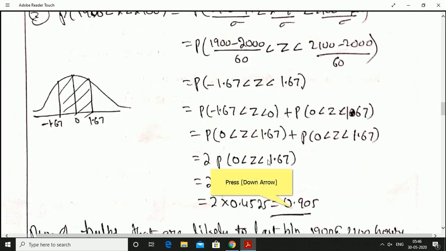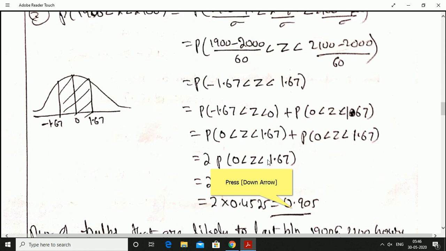Area from minus 1.67 to 1.67. We can split it as area from minus 1.67 to 0 plus 0 to 1.67. That's what I have written. Area from minus 1.67 to 0 is the same as the area from 0 to 1.67. So probability of 0 less than Z less than 1.67 plus probability of 0 less than Z less than 1.67. Both are the same terms, so 1 plus 1 is 2 times probability of 0 less than Z less than 1.67.